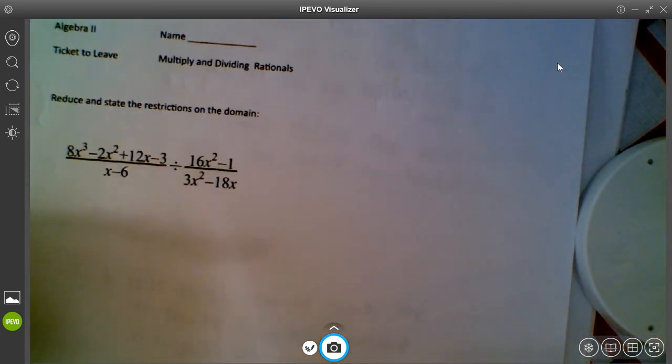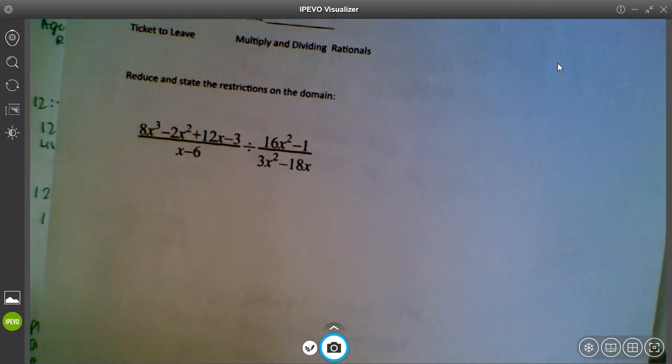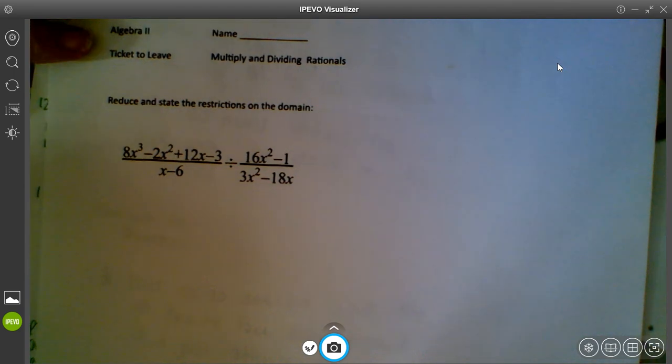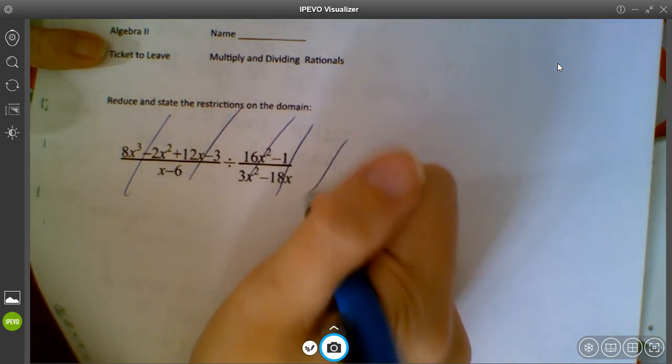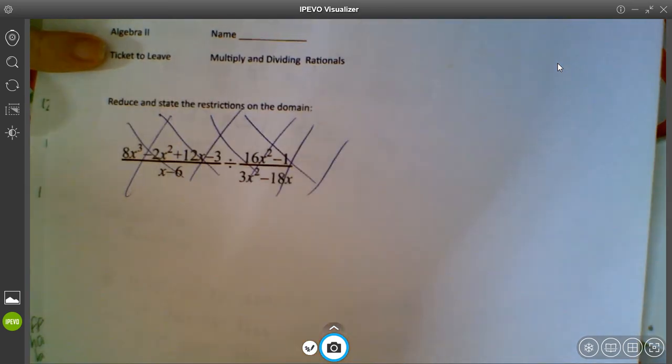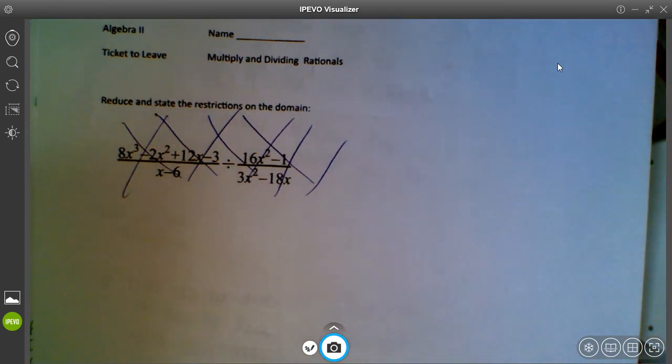So to see if you understood this lesson, here's the ticket to leave. I want you to do everything we were doing before. I do want you to note that one thing is a little different. So actually, I do not want you to do this ticket to leave. Never mind. It was in your document. Just ignore it for today. And now you're going to continue on with today's agenda.